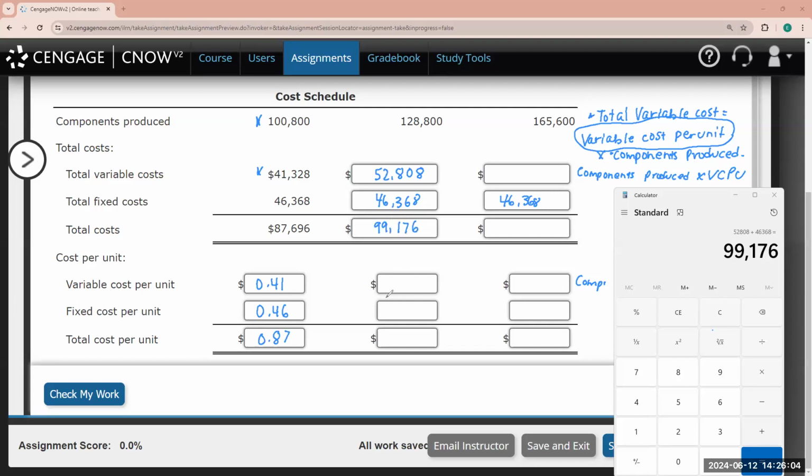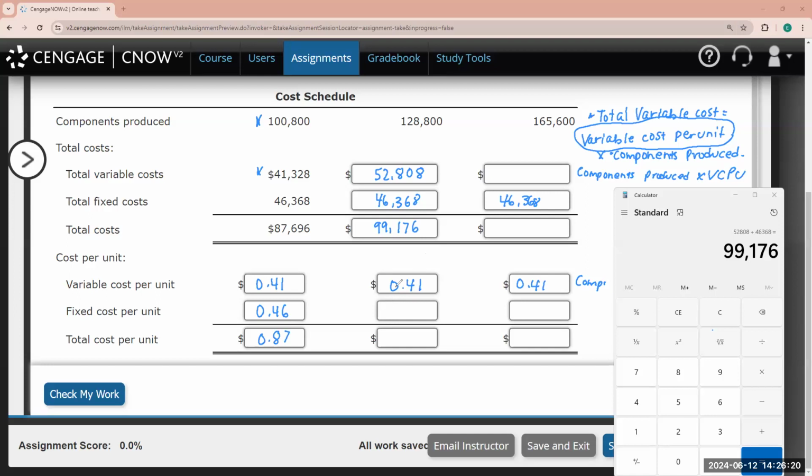So the next thing, we need to determine these costs per unit. As mentioned, the variable cost per unit is not going to change. It remains 41 cents with no regard to how many units we produce. But what does change is the total variable cost.